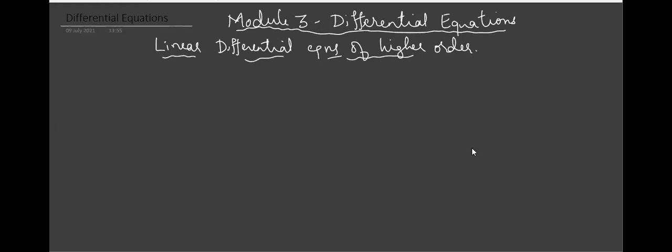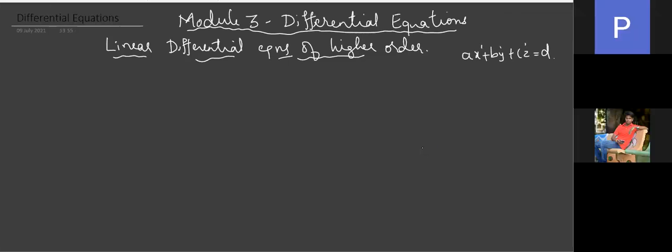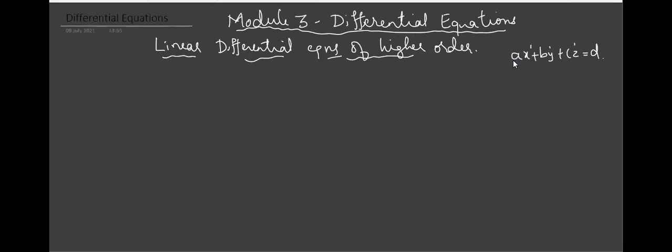Now whenever the word linear comes, it means that the unknown has the power as 1. This is what you need to understand. Suppose you have ax plus by plus cz equal to d. So the unknowns are x, y, z. If you see their power, isn't it 1? So whenever the unknown has the power as 1, we consider it to be linear.